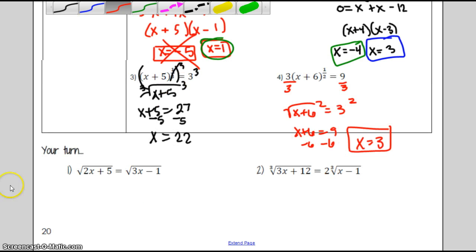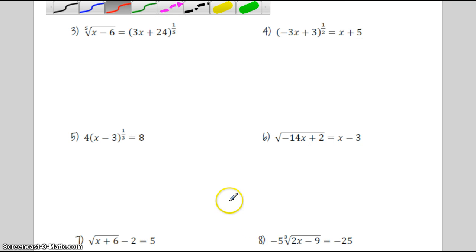So go ahead and try a couple of these examples 1 through 8 just for good practice, whichever ones you feel like you need. Make sure to isolate that variable first.